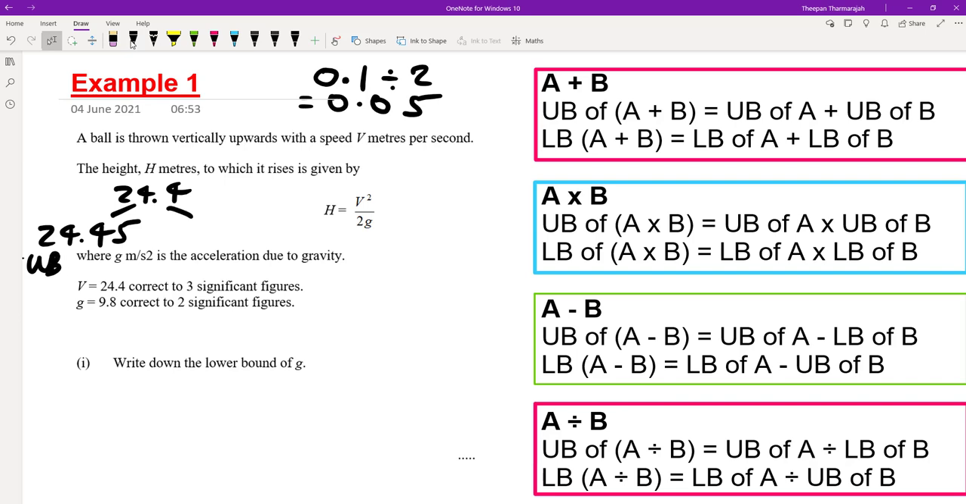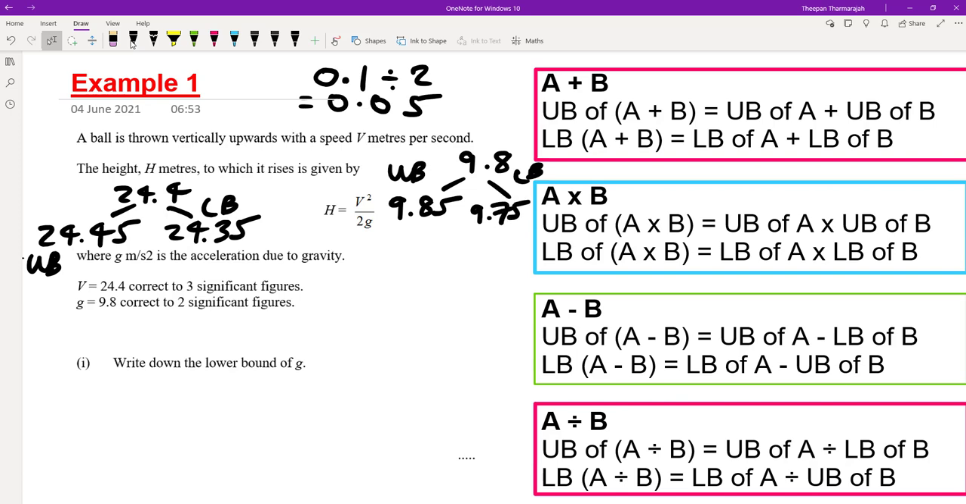So the lower bound will be 24.4 minus 0.05, which will give me 24.35, and that's the lower bound. Now we can do the same for g. Well, g is 9.8, so the upper bound for this will be 9.8 plus 0.05, which is going to be 9.85. That's the upper bound. And then the lower bound will be 9.8 minus 0.05, which is 9.75.